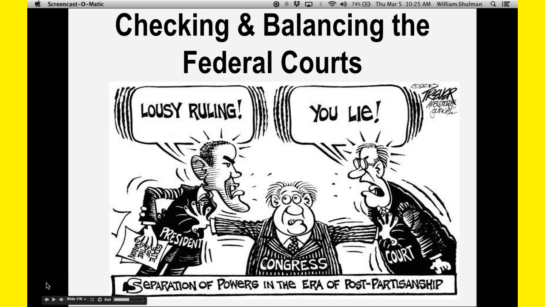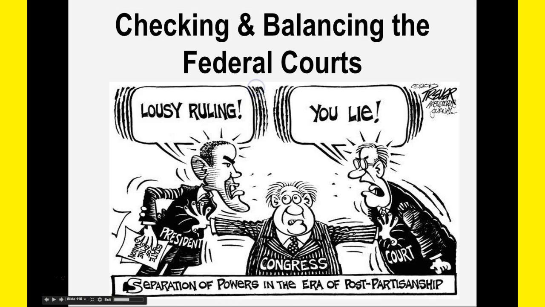All right, we are going to finish talking about the courts today, and we're going to look at the last topic, checking and balancing the federal courts. And this is a great political cartoon from right after the Citizens United decision, where Obama wasn't very happy. He publicly told that to the Supreme Court during the State of the Union address. And without getting into a lot of the details of that, I just like the cartoon because you have a great example of separation of powers, checks and balances between each of the three branches.